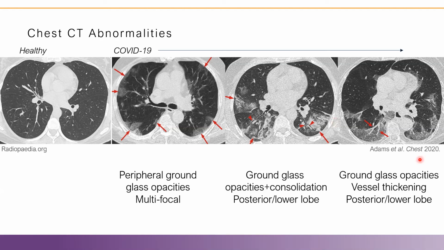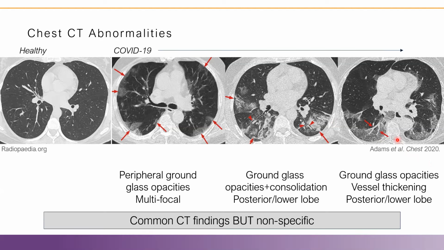And then another common finding is vessel thickening, as highlighted by these red arrows here. And of course, the primary findings are these ground glass opacities and consolidations, but while they're common, they're non-specific for COVID-19. And so these ground glass opacities are very commonly observed and typically indicative of pneumonia or infection in a more general sense, and can have a multitude of differential diagnoses.